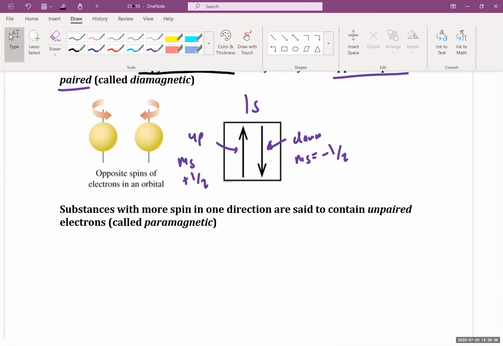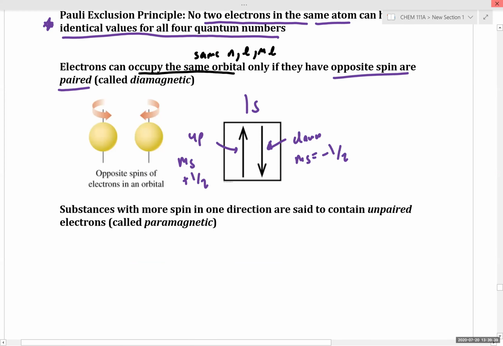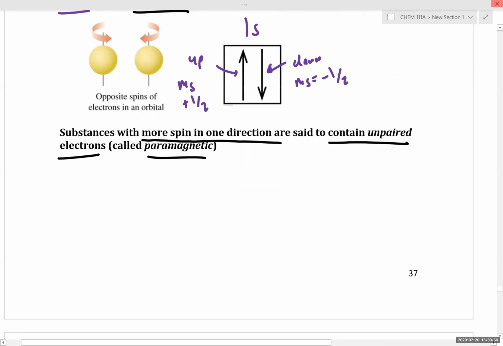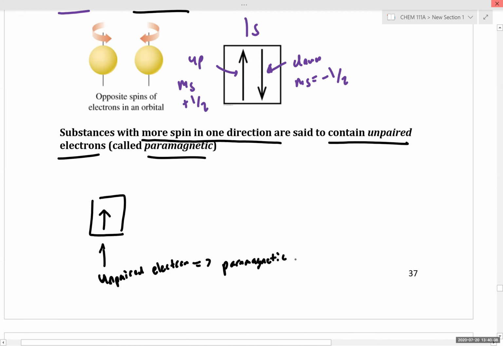Now, if all of our spins are paired, we call those compounds or species diamagnetic. Substances with more spins in one direction that contain unpaired electrons are known as paramagnetic substances. So for example, if we have an unpaired electron, this is known as a paramagnetic species.